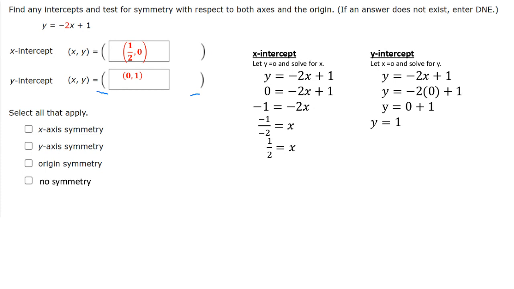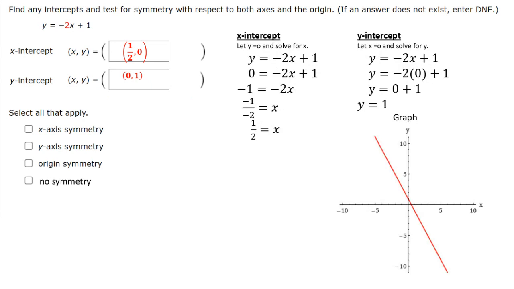Now, can we apply axis of symmetry? Hopefully, being the end of the semester, we see that this is a line. This is a linear equation, in slope-intercept form. Because it's a line, we can graph it to see if this graph has any symmetry. So does it have any symmetry?